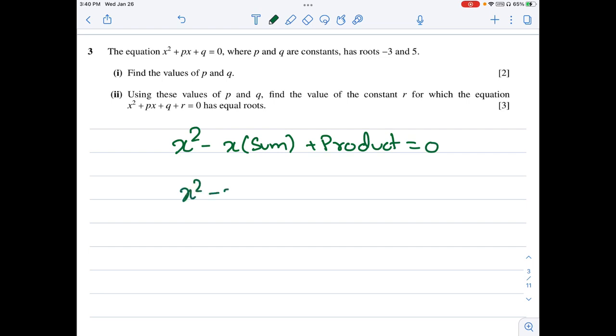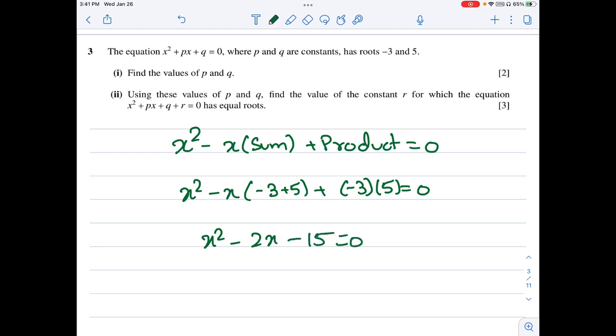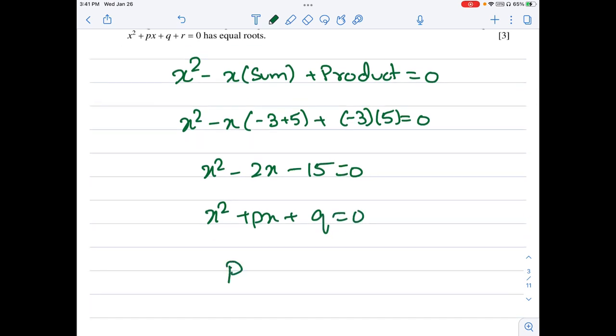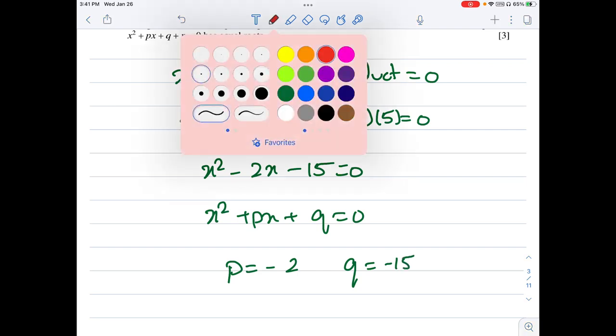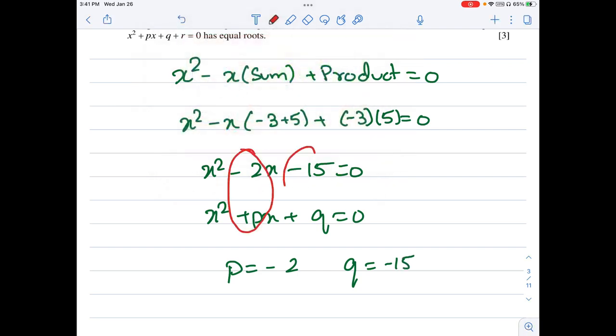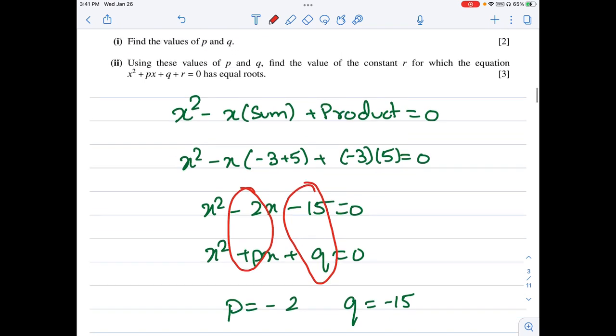So x square minus x times the sum of the roots, minus 3 plus 5, plus the product of the roots, minus 3 times 5, equal to 0. So x square minus 2x minus 15 equal to 0. Compare with x square plus px plus q equal to 0. So we can clearly see that p equals negative 2 and q equals negative 15.